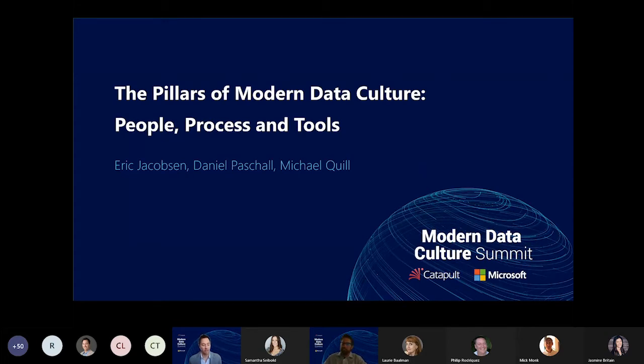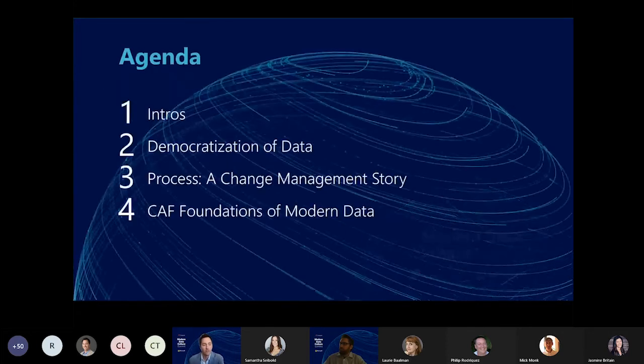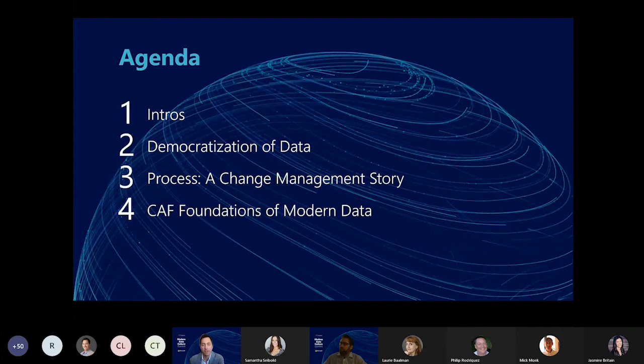We're going to talk to you today about the pillars of modern data culture: people, process, and tools. So real quickly, from just a general agenda overview here, we've got some really quick intros on the three of us today. And then we're going to turn it over to Danny, who's going to talk about the democratization of data. And then Eric's going to lead us through the role that change management and processes really play in this area. And then finally, I'm going to bring us home talking about how the cloud adoption framework is fairly foundational to enable modern data.